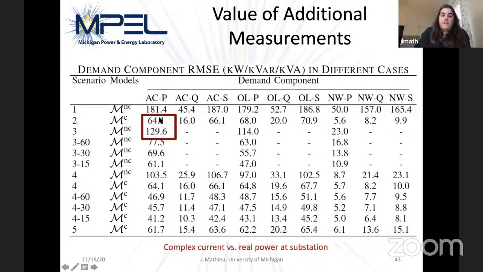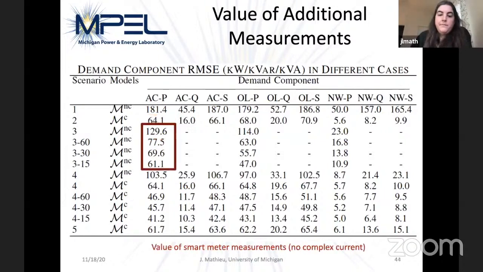And then here, what we're showing is if we have complex current versus real power. So the previous case studies assumed we just had that one real power measurement. And so we were getting an error of like 129. But if we instead measure complex current, which is sort of trivial to do at the substation, so we get two pieces of information instead of one, the error goes down to 64. So you can drastically improve your performance.